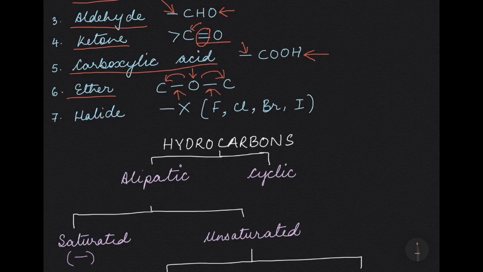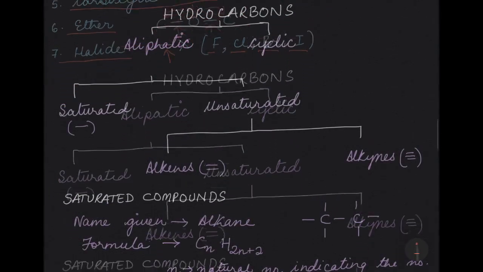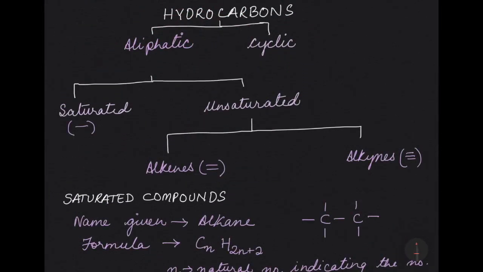And finally we come to halide, that is fluorine, chlorine, bromine, iodine, attached again by a single covalent bond to one of the carbon atoms. Hydrocarbons are subdivided into two main groups, the aliphatic or open chain and cyclic or closed chain compounds.